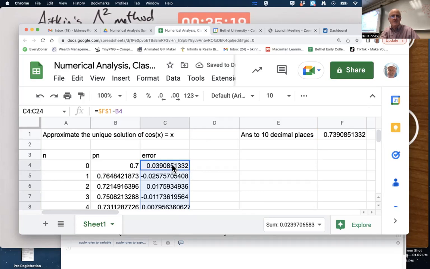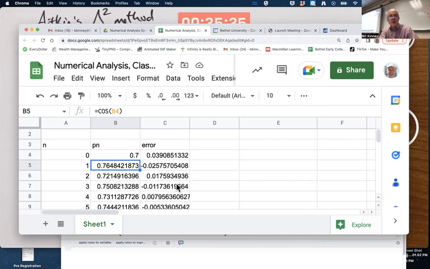Those are the errors. This first error is positive because this is too small. Actual minus approximate is positive. The second error is negative because this is too big. Actual minus approximate is negative. The absolute errors could be found as well. Get rid of the minus signs. And if you got rid of all those minus signs, you see the error is going towards 0, but more slowly than you might hope.